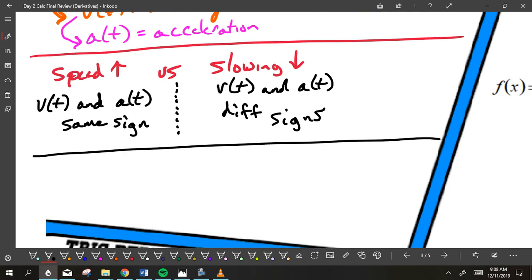Last thing about motion in general. Let's say I told you a particle was moving left or down. What would be true about that particle? Velocity is less than 0. Velocity is negative. If your velocity is negative, you're moving left or down.